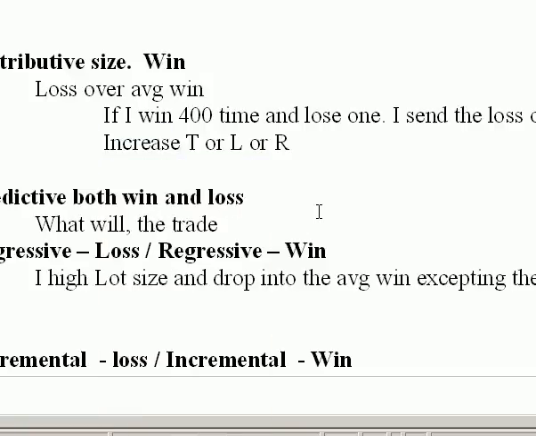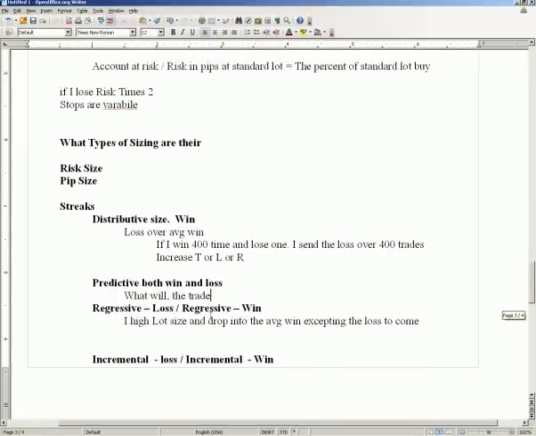Predictive sizing increases on both wins, or it doesn't matter whether I win or lose. Distributive sizing focuses on the win cycles. Predictive sizing focuses on what the next trade will be, and it just goes wherever they predict it. Regressive sizing is where you take the loss or the win. So I start at a high lot size or risk size based on the win or loss list size, and I drop into an average win, expecting the loss to come next, or vice versa.